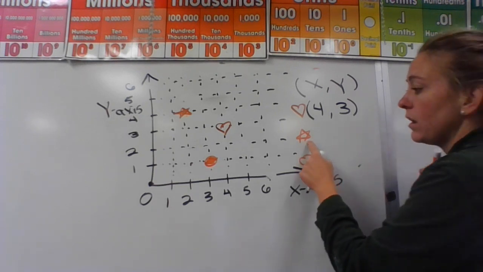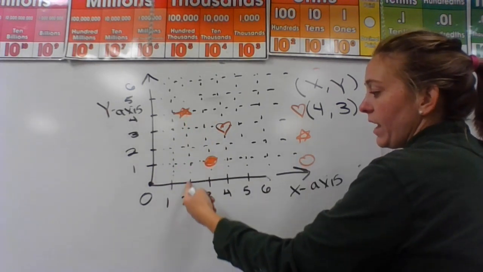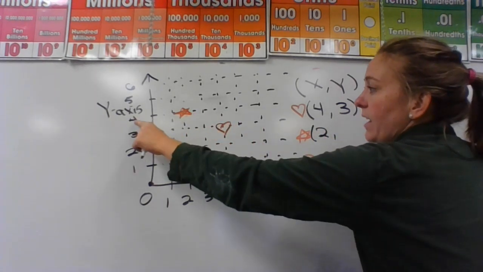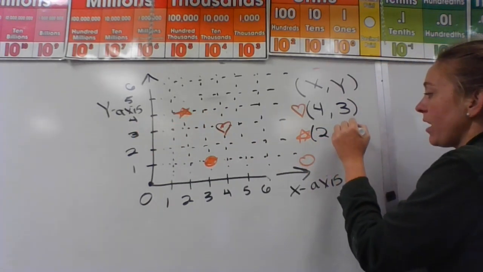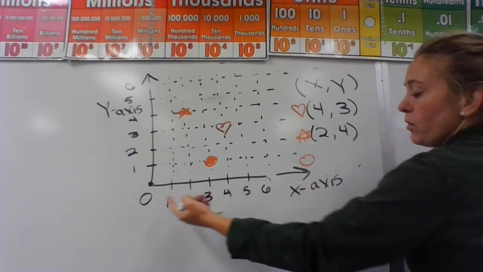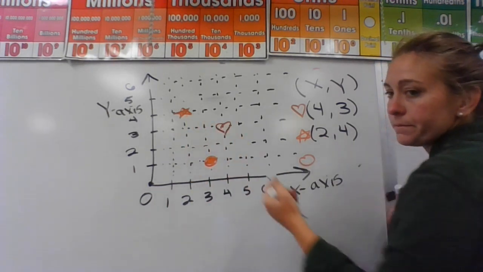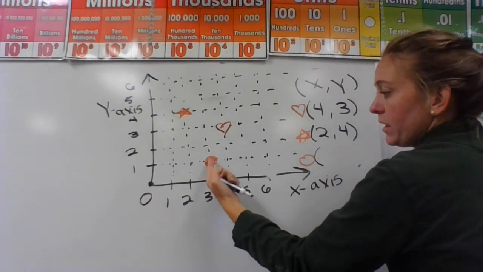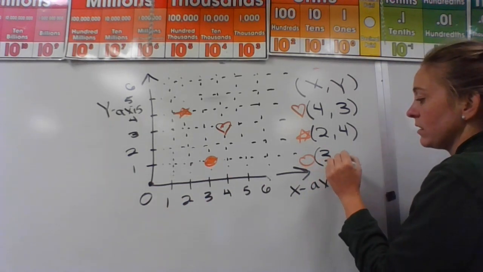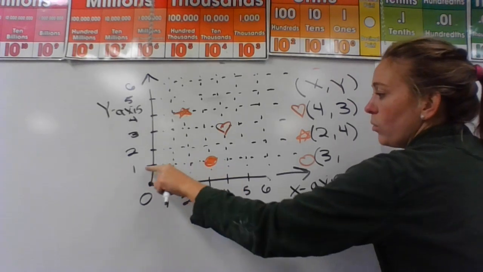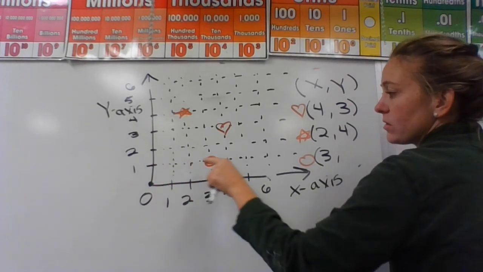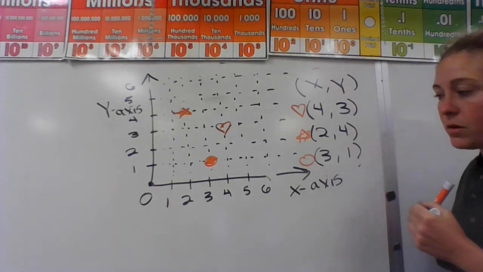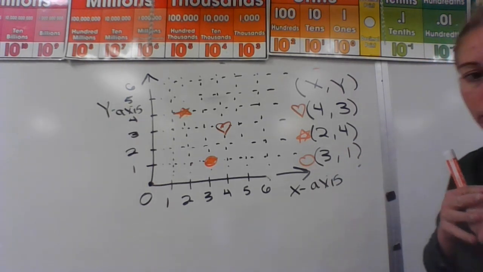For the star, if I look at the star going down on the X, it's a 2. And going across, it's at 4. So my ordered pair for the star will be 2, 4, because I'm over 2, up 4. And for the circle, it looks like it's over 3 on the X, and it's at 1 across. So at the Y, it's 1. So my ordered pair for the circle will be 3, 1.